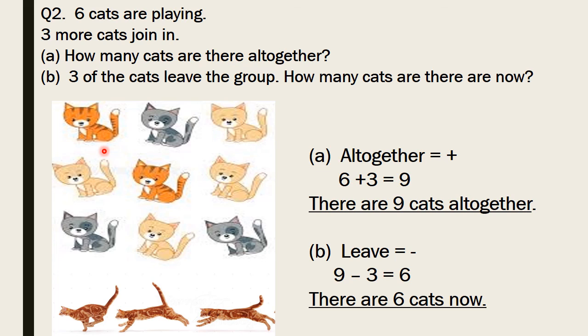You can also use the picture. You have 9 cats and 3 cancel. So how many are remaining? 1, 2, 3, 4, 5, 6.